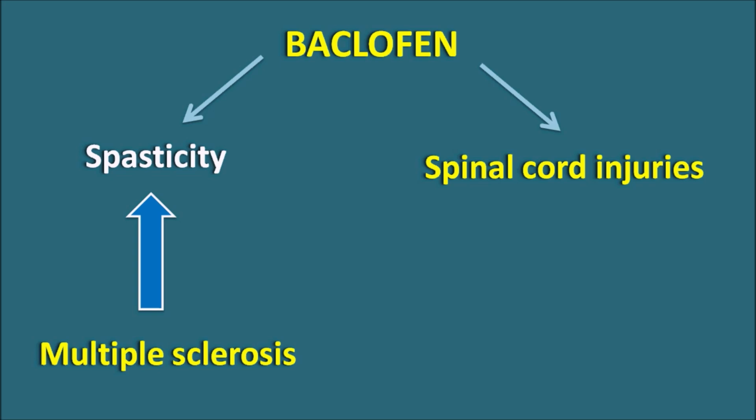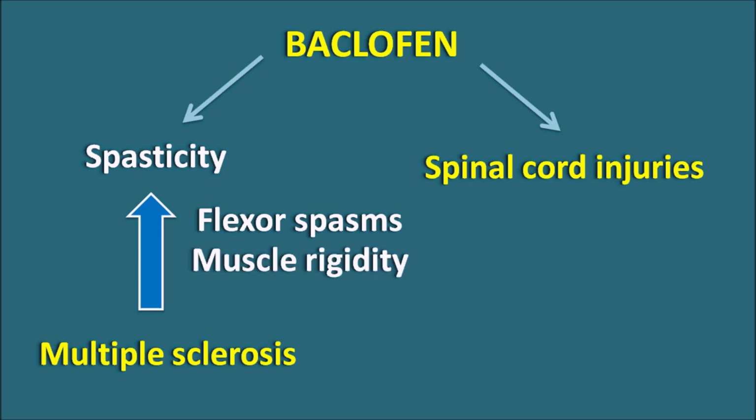In multiple sclerosis we can observe some flexor spasms, which result in difficulty in movement, muscle rigidity and clonus movements. Some involuntary movements are observed in the patients. So all these can be controlled by Baclofen.